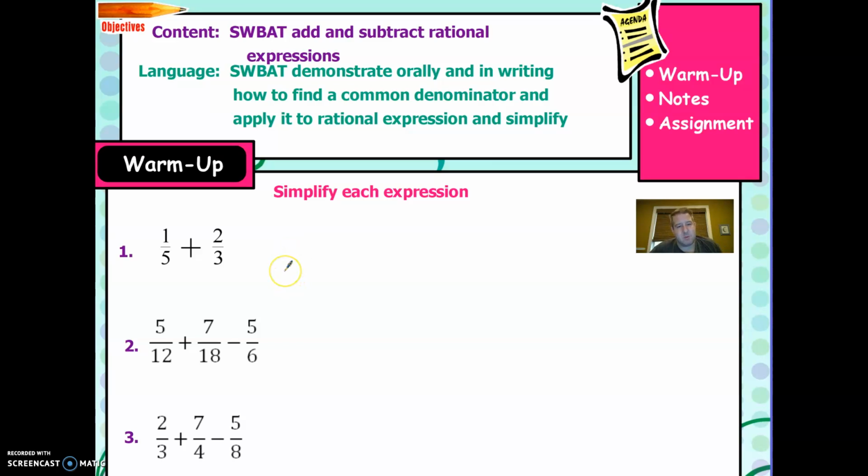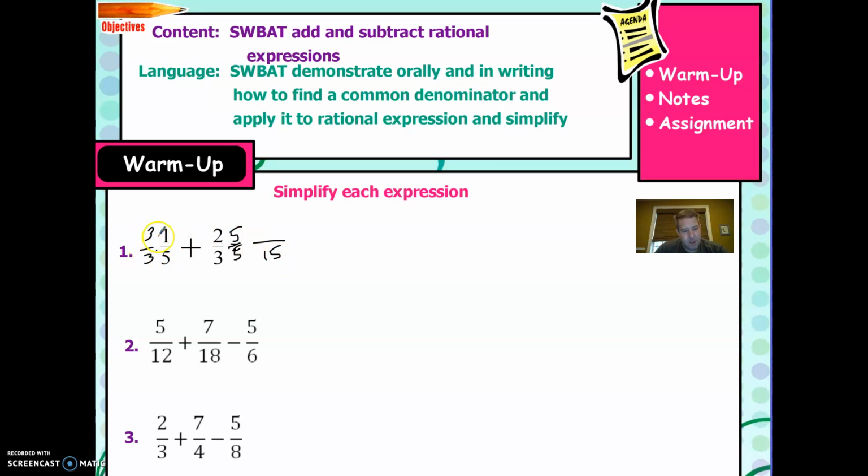We are going to be adding and subtracting rational expressions, and we're going to start off with some simple fractions. You remember when you add and subtract fractions, you have to have common denominators. So I need the least common denominator in this case. The smallest denominator with 5 and 3 is 15, because I'm going to multiply this fraction by 3 over 3 and this fraction by 5 over 5. I'm basically multiplying both of them by the other denominator as a whole number.